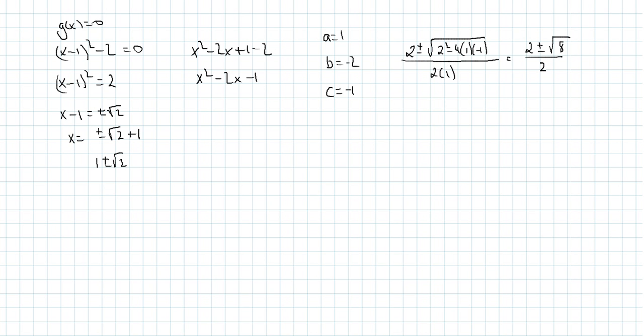Now root 8, get it as a surd. Tap it into the calculator, press equals, just see what happens. Because when you do that, it becomes 2 root 2. So 2 plus or minus 2 root 2 over 2.